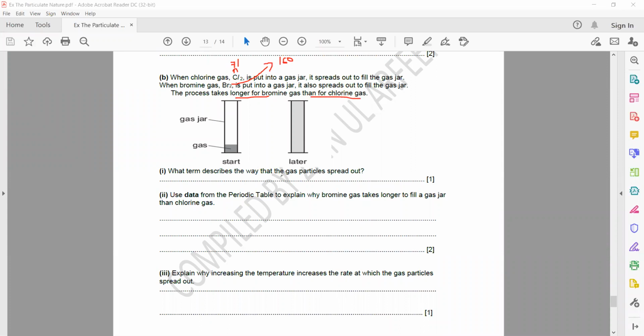What term describes the way the gas particles spread out? What is the term used when the gas particles spread out from one place to another? So that is called diffusion. Use the data from the periodic table. Data from the periodic table means use the masses. Why does bromine take longer to fill the gas jar than chlorine? But why is the chlorine gas faster? That's the question.